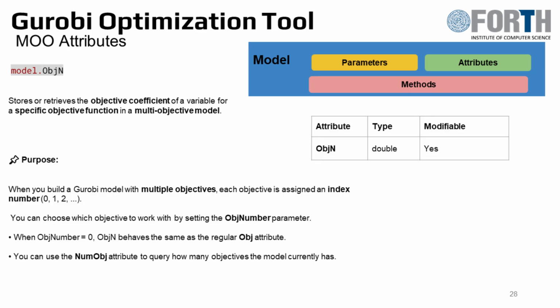For example, a variable may have a cost coefficient in objective 0, and the same variable may have an emission coefficient in objective 1. These are completely independent. If ObjNumber equals 0, ObjN behaves exactly like the standard Obj attribute in single objective models. So conceptually, ObjN extends the familiar single objective mechanism to a multi-objective setting without changing the logic, only adding indexing.